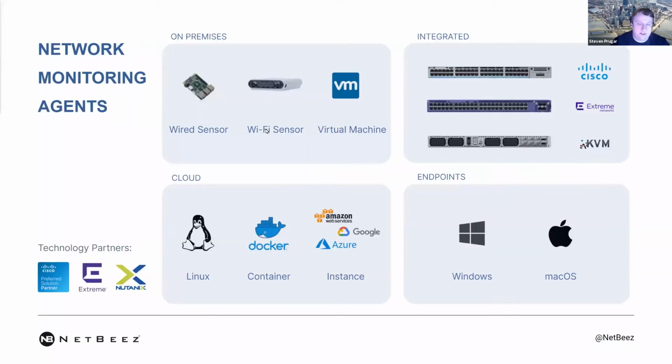And for those of you who have been with NetBeez for a while, you'll note that we have a lot of different ways you can deploy. We have physical sensors, what we call the network sensors, physical ones like wired and wireless. We have virtual sensors as well. You can integrate directly onto Cisco and Extreme switches, or some of those that do support that, directly onto a Linux operating system, within a Docker container, within Azure, AWS, and Google cloud instances, and then also more recently Windows and Mac OS as well.